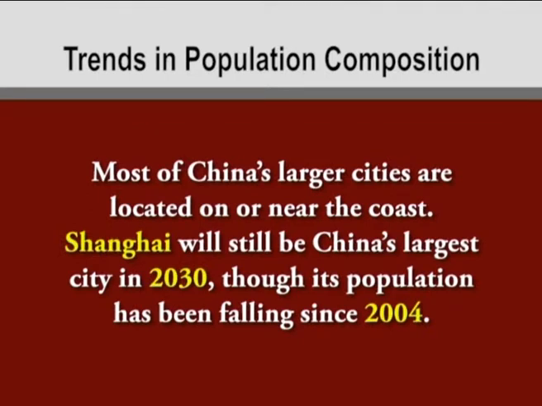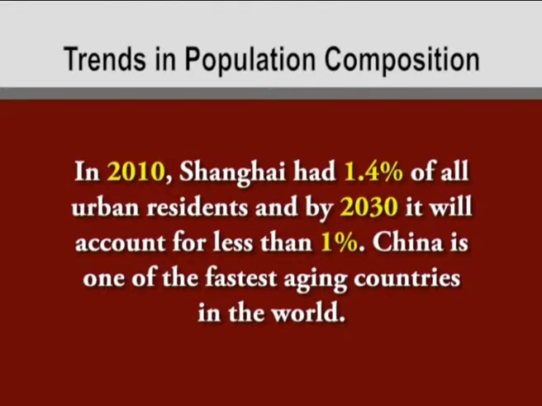Most of China's larger cities are located on or near the coast. Shanghai will still be China's largest city in 2030, though its population has been falling since 2004. In 2010, Shanghai had 1.4% of all urban residents, and by 2030, it will account for less than 1%.